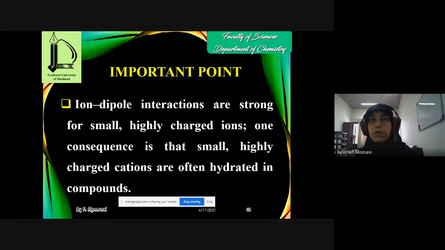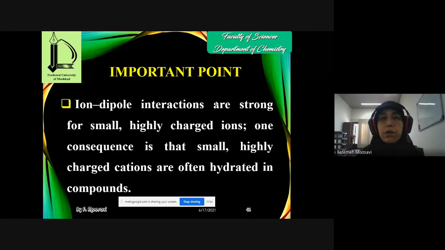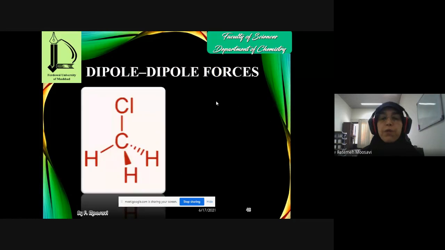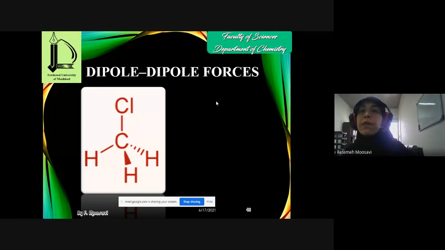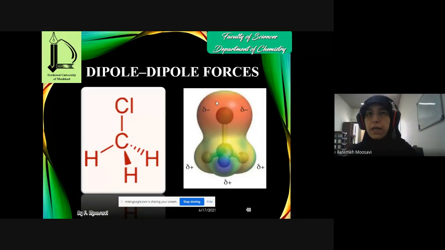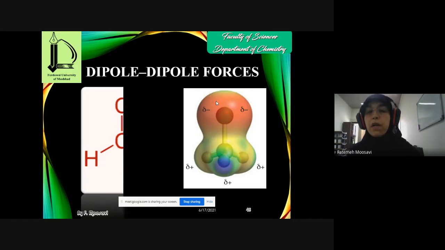Okay, I continue. If we have polar molecules, the interaction between polar molecules is dipole-dipole interaction. For this type of interaction, consider chloromethane, CH3Cl, with a partial negative charge on the chlorine atom and a partial positive charge spread over the hydrogen atoms.